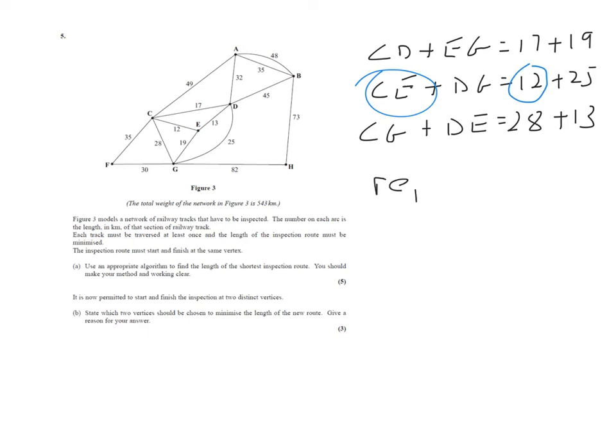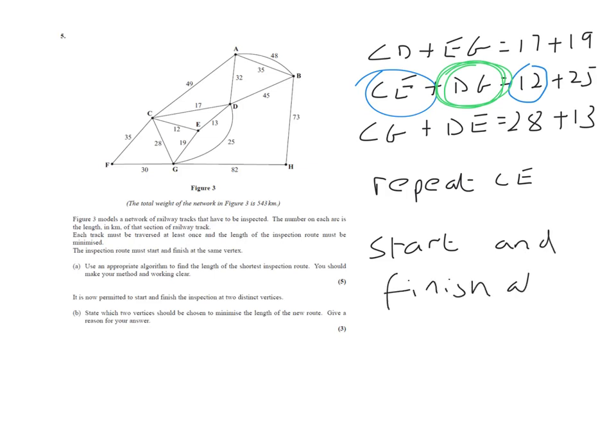So repeat CE. So we're going to go along CE twice, which means that the other part of that combination, that part there, is the start and the finish. So let's just answer the question. It says, which 2 vertices should be chosen to minimise the length of the new route? So we can start and finish at D and G. It doesn't matter which way around we do that.